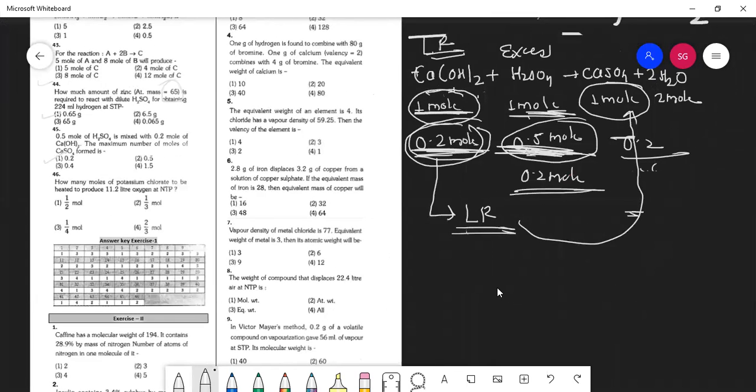What is the question? How many moles of potassium chlorate? Students, potassium chlorate's formula is KClO3. When you heat it, oxygen will go out, plus KCl. We'll balance it because here oxygen is 2, here oxygen is 3, odd numbers. So I'll double: 2 times 3 is 6. Yes, the reaction is balanced. Check whether the reaction is balanced or not.